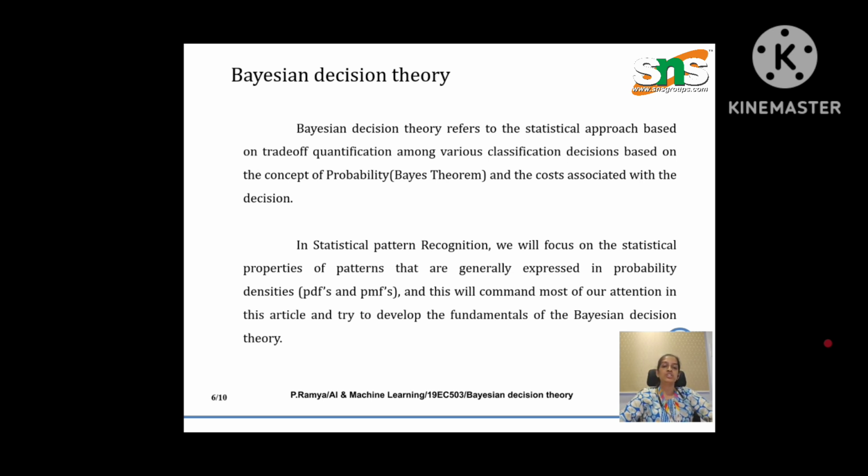The components used are priors, which means initial beliefs, then likelihood, how data fits the class, then evidence, the overall probability of data, and posterior, the updated belief after data, loss function, the cost of a decision, probability density functions, PDFs, and probability mass functions, PMFs. Using these components, Bayesian classification chooses the class with the highest posterior probability, and this gives the most mathematically rational decision in the presence of uncertainty.